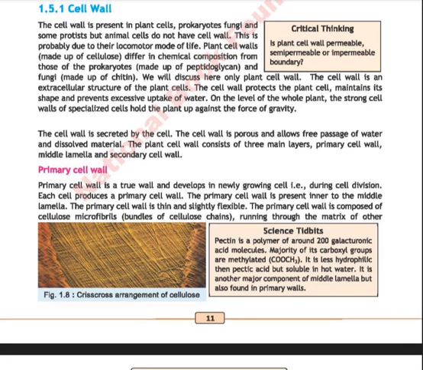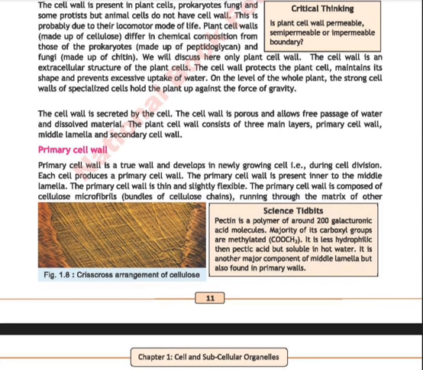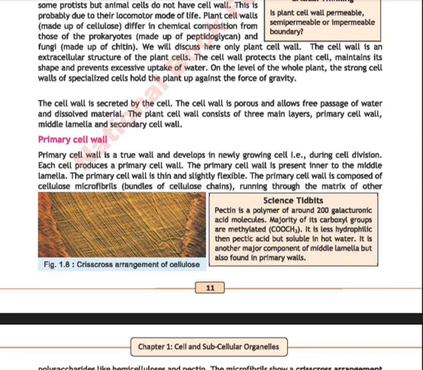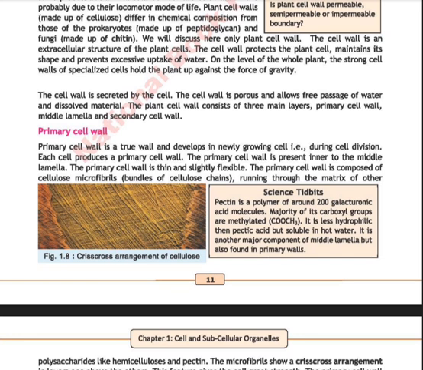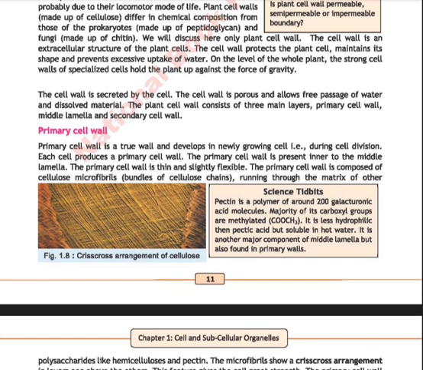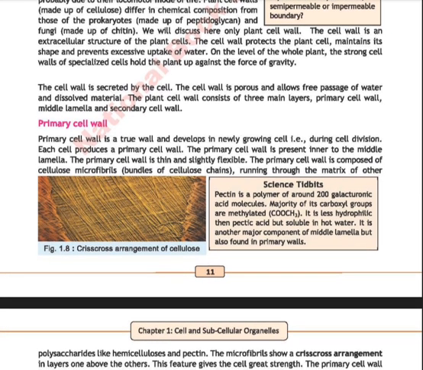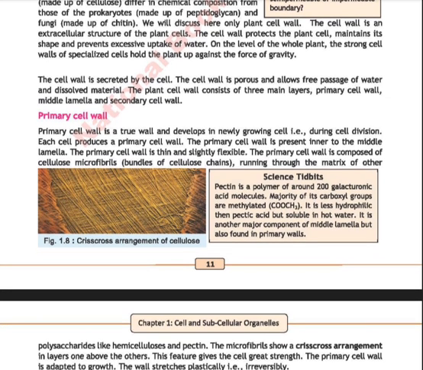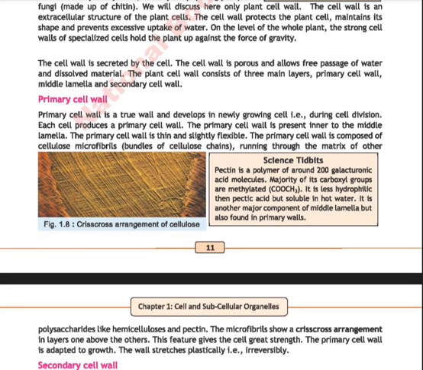Cell wall. The cell wall is present in a plant cell, prokaryotes, fungi, and some protists. But animal cells do not have a cell wall. This is probably due to their locomotor mode of life. Plant cell wall differs in chemical composition from those of prokaryotes and fungi. We will discuss here only the plant cell wall.